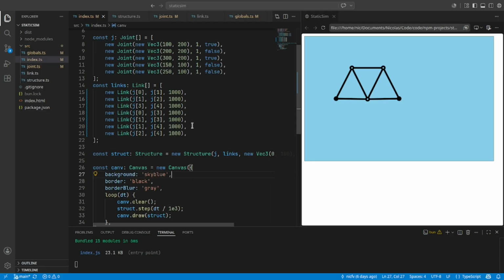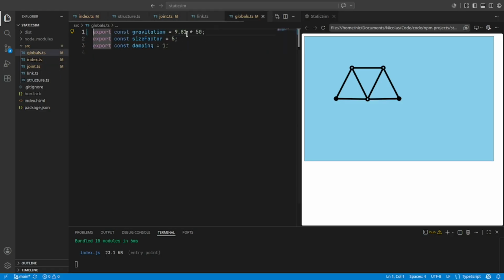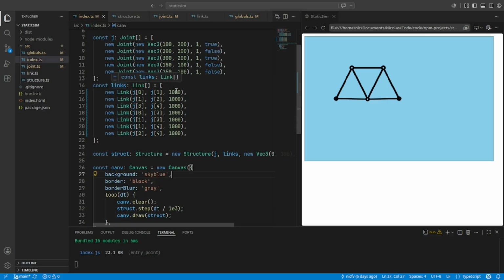So now that we've removed that pixel per meter value from our globals, we can actually set these stiffness constants to a very high number, and the system will still remain stable.